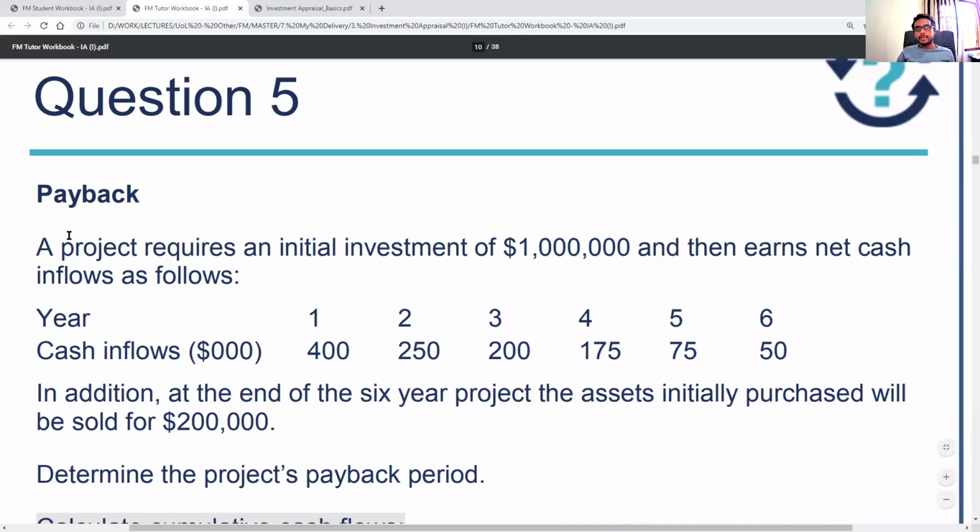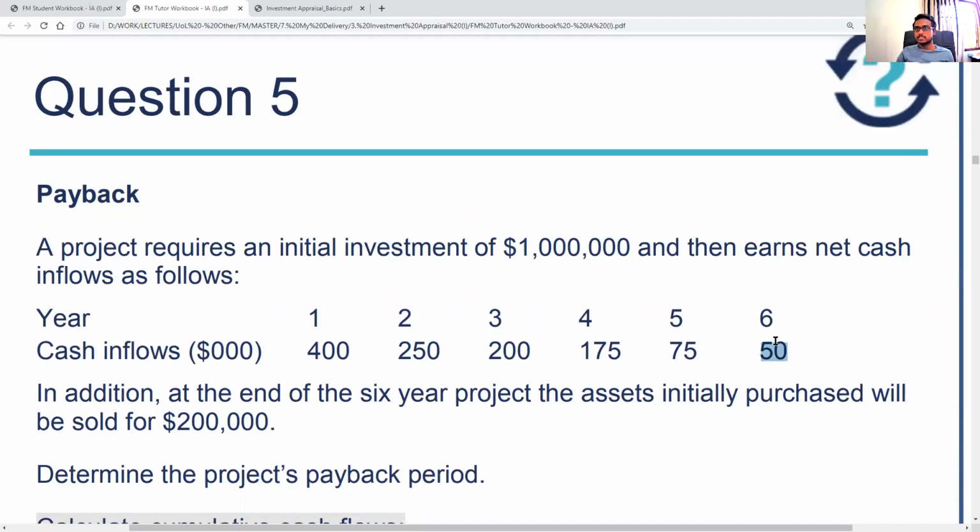Question number 5, payback. It requires an initial investment of 1 million. In addition, at the end of the 6-year project, the assets initially purchased will be sold for 200,000. So there's a 200,000 here also. At the end of the 6th year, there's a 200,000 that is another inflow. So it's actually total inflow in year 6 is 250, not just 50.